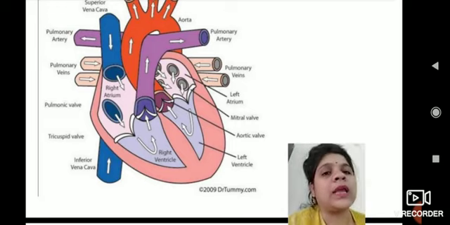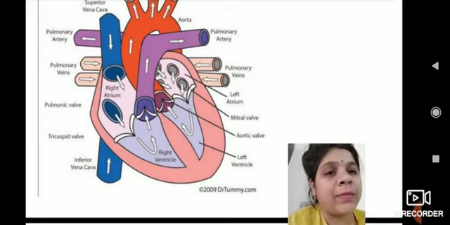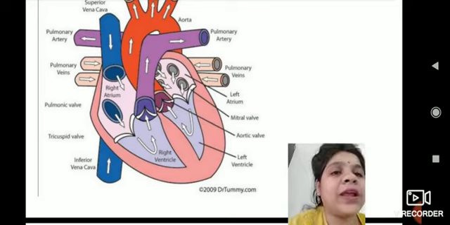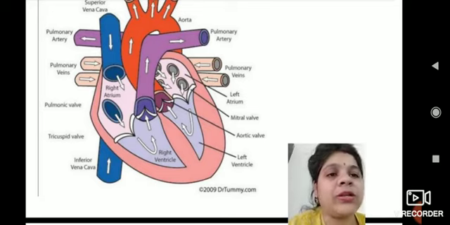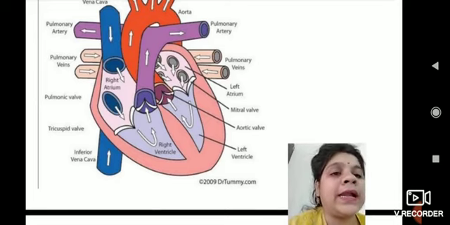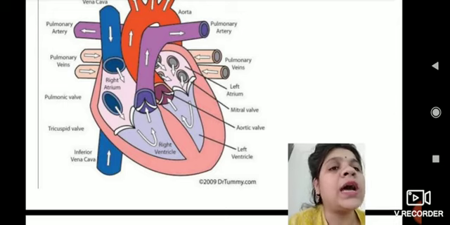Remember one thing: the deoxygenated blood enters the heart by the right atrium, while the oxygenated blood enters the left atrium. This left atrium has a bicuspid valve. This is also called the mitral valve. After passing through the mitral valve, it enters the left ventricle, and from the left ventricle, by the help of the aorta, it is sent to the various parts of the body, meaning the whole body.